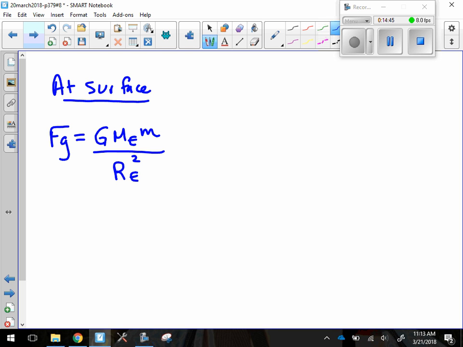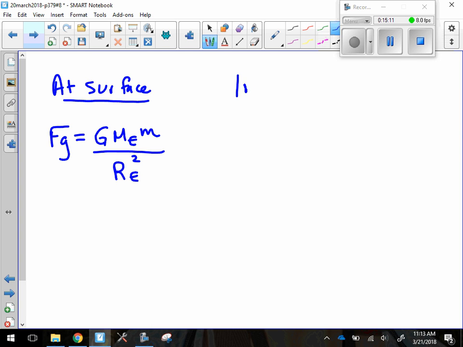Okay, so r is going to get smaller, so that would make F g bigger, but ME is also getting smaller because you're including less of the Earth. So you kind of have these competing effects as you go deeper, right?